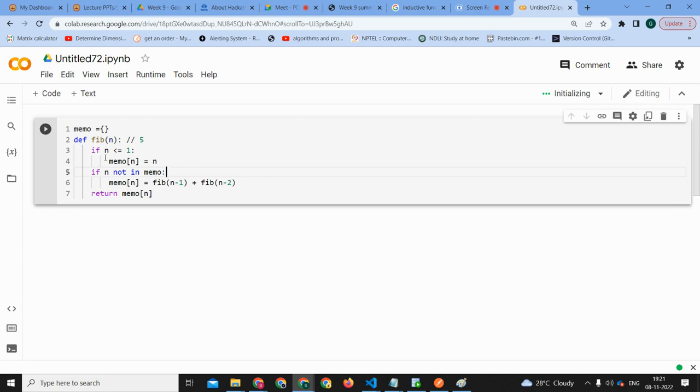So Fibonacci of 5, that's what we are trying to find out, right? If n not in memo, see for the first time it is 5, the first iteration. Is it there in memo? No, right? If it is not there in the memo, memo of n is going to be Fibonacci of n minus 1 plus Fibonacci of n minus 2. So we are going to call the function for 4 plus Fibonacci of 3, right? It's not double slash, it's hash. So that's the recursive part, right?